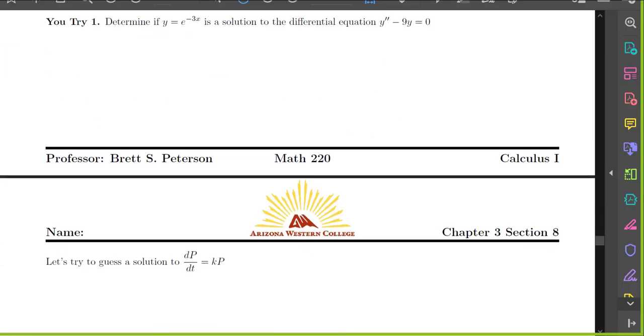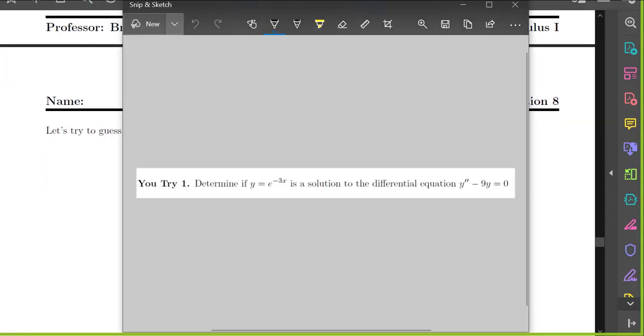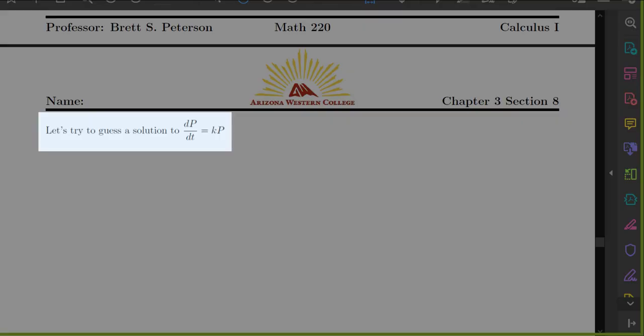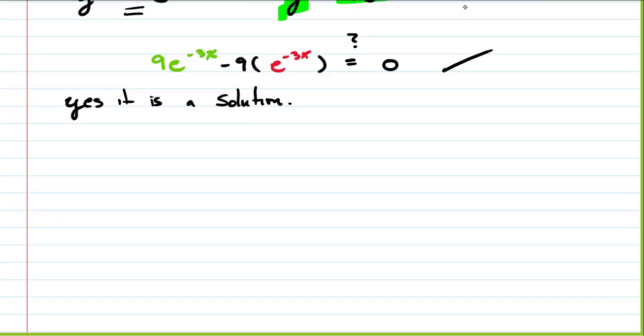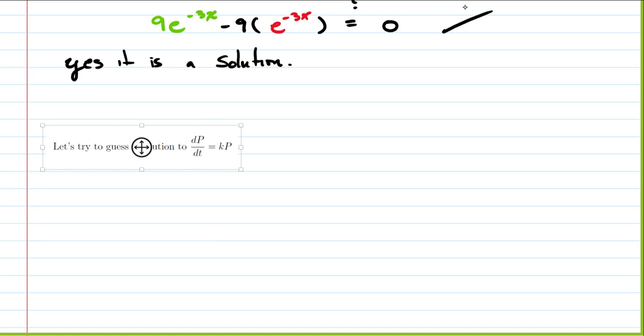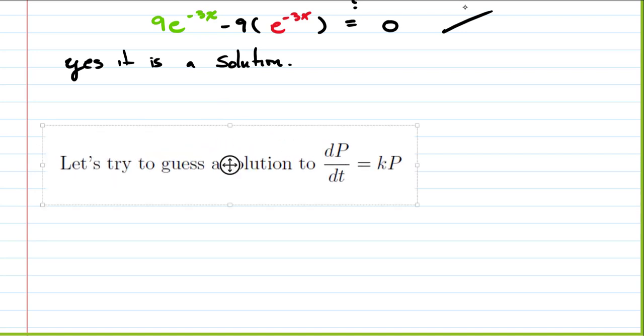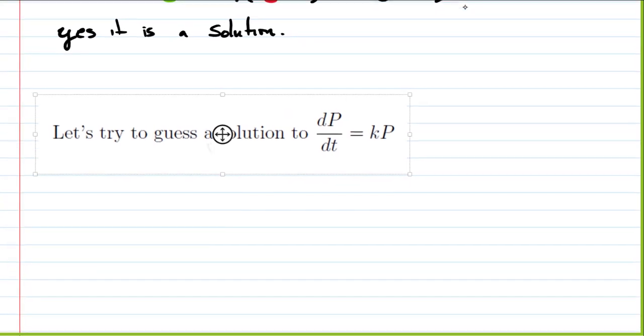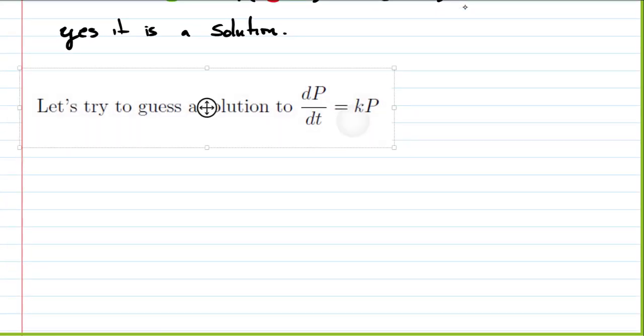So we are not going to spend time in this class trying to solve differential equations. That is a topic for another class. But we will attempt to guess the solution to a certain differential equation. So this is the one we were talking about at the very, very beginning. So what does this differential equation say then? It says that the derivative is equal to a constant times the original function.